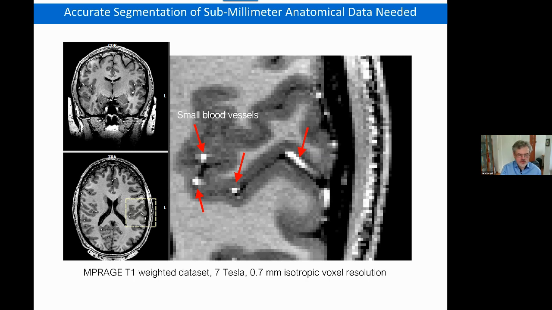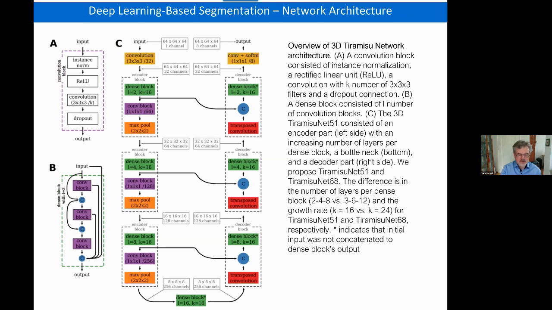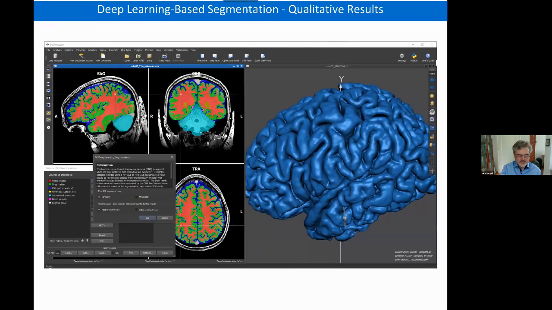In order to improve automatic segmentation for sub-millimeter ultra-high field anatomical data, we developed a state-of-the-art semantic segmentation network called Tiramisu. While I do not have the time to present the network in detail, the network is highly powerful for our task since it requires only a few data sets to train and provides excellent generalization results. Here's an example applying the Tiramisu net to a new 7T dataset. As can be qualitatively seen, the segmentation is indeed of unprecedented quality.